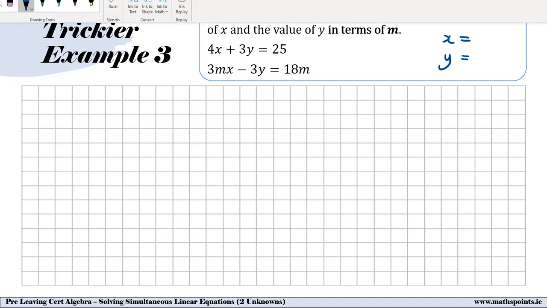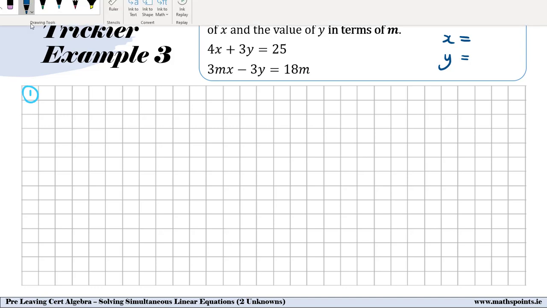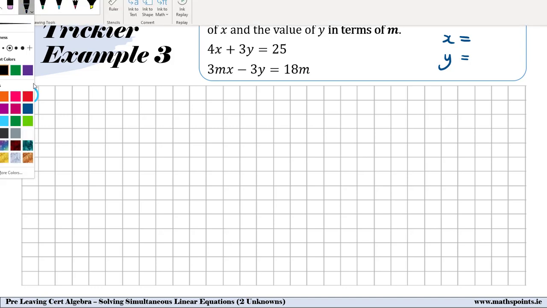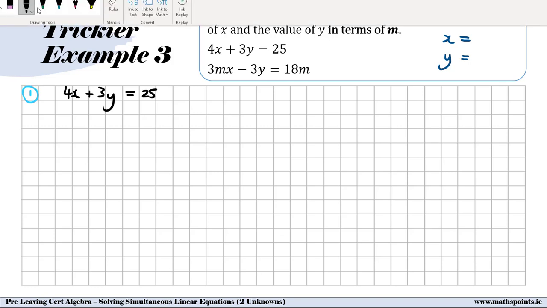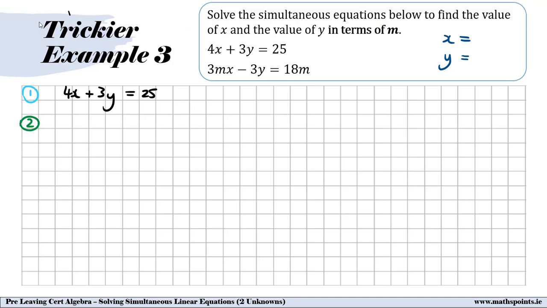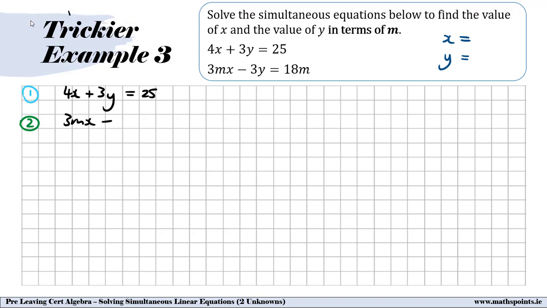So the first thing we're going to do is write down the two equations. Equation 1 is in the correct format. We have an equation that reads 4x plus 3y equals 25, and we just have x's and y's in that equation. The second equation, equation 2, reads 3mx minus 3y equals 18m. And this is in the correct format as well.